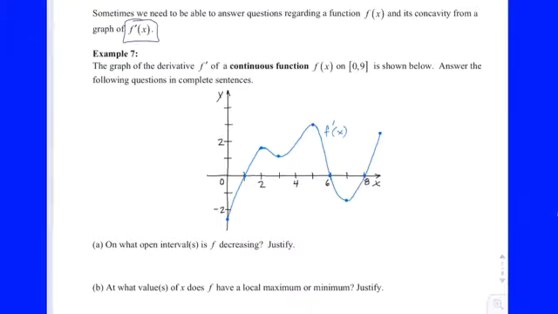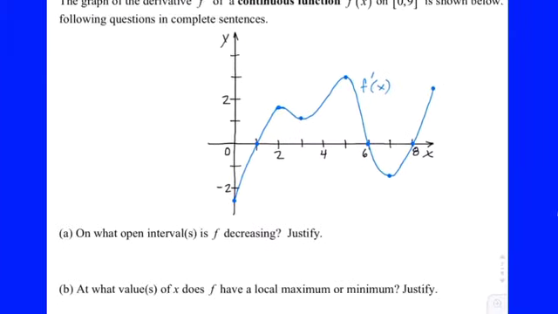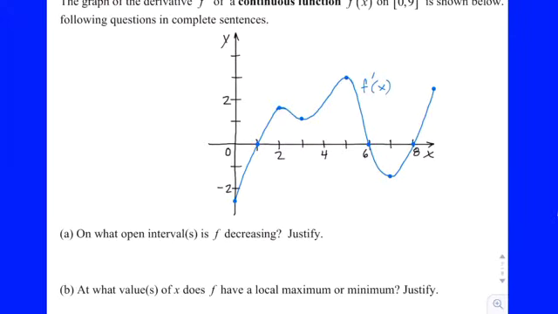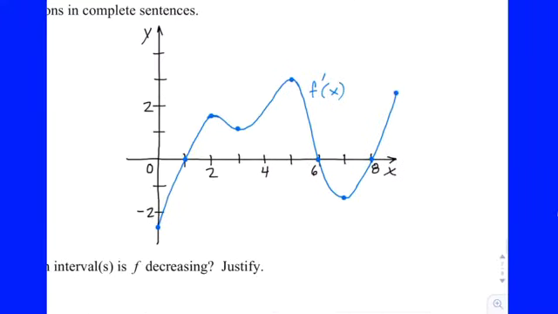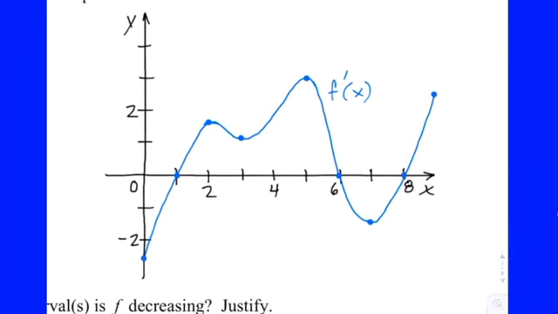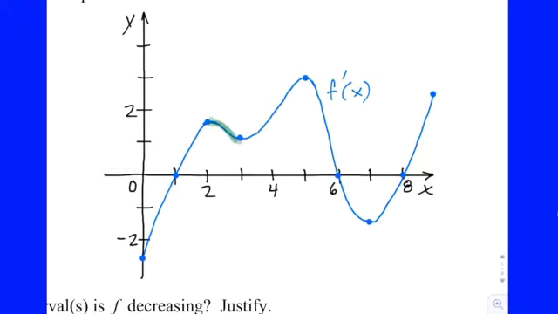Answer the following questions in complete sentences. On what open intervals is f decreasing? Okay. Well, the average person that's not paying attention says, oh, decreasing? That's when this graph is going downhill. That would be from 2 to 3 and 5 to 7. Is that right?